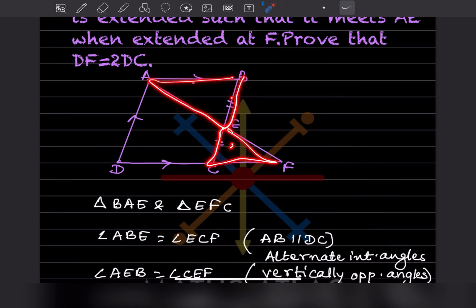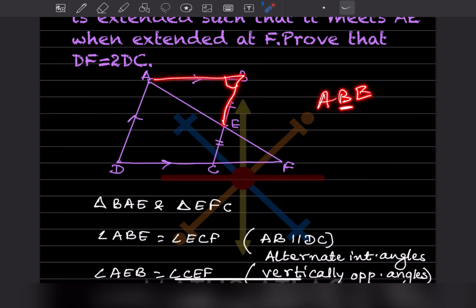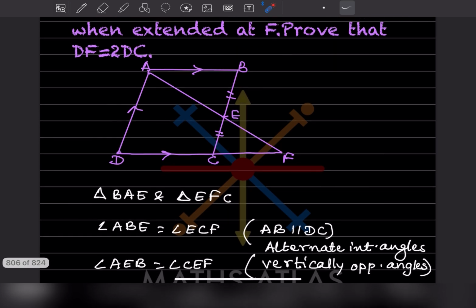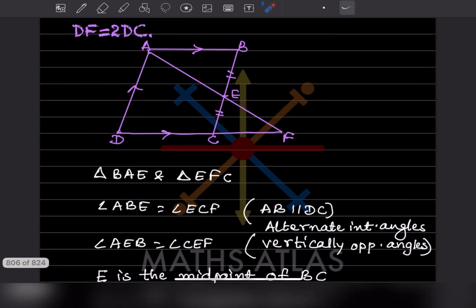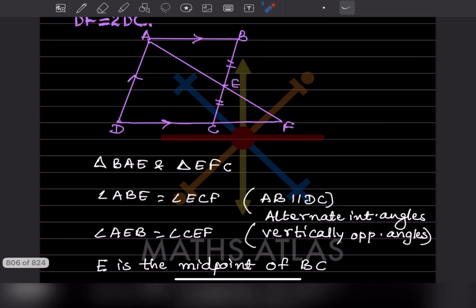When we write ABE, we look at the middle letter, which is B. So angle ABE is equal to ECF. ECF means this angle. So angle ABE is equal to ECF, because they are alternate interior angles, as this is the transversal. One angle is here, one angle is here, so they are alternate interior angles. We can also say angle AEB, this one, is equal to angle CEF.